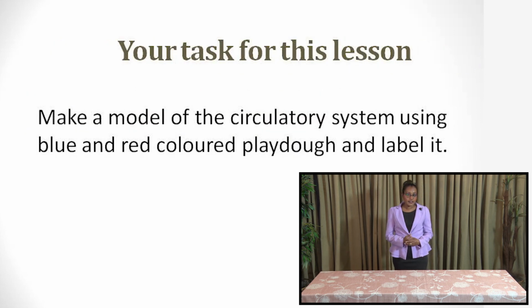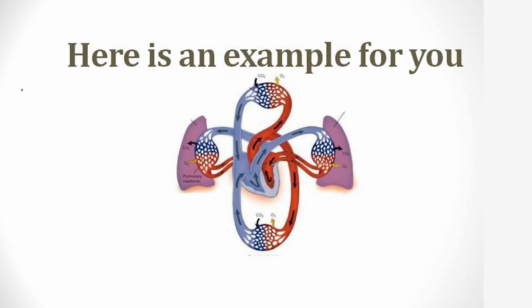Now your task for this lesson. I want you to make a model of the circulatory system using blue and red colored Play-Doh. And when you finish, you're going to label it for me. And here's an example of how it should look.